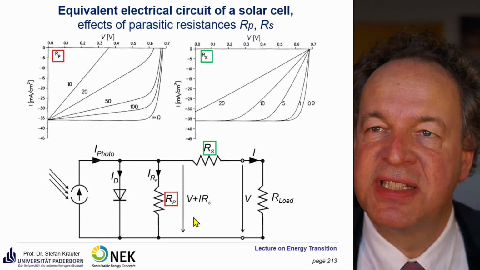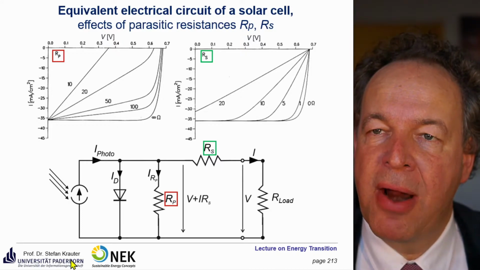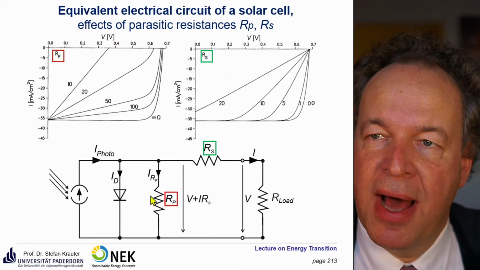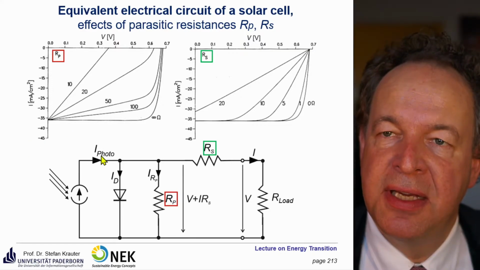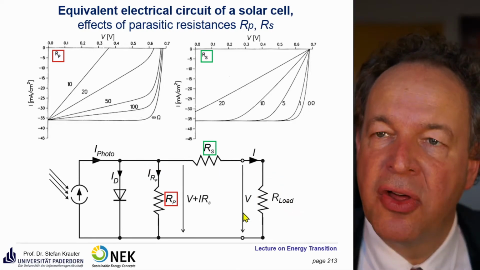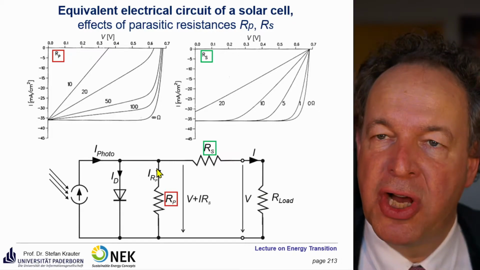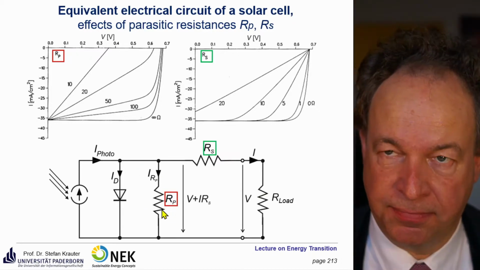Further on, you have some parasitic resistances. One in parallel, RP. This is caused by impurities in the material, so some of the current is not going through the load, which is what you want. This is the consumption point. It's lost internally by this RP resistance.